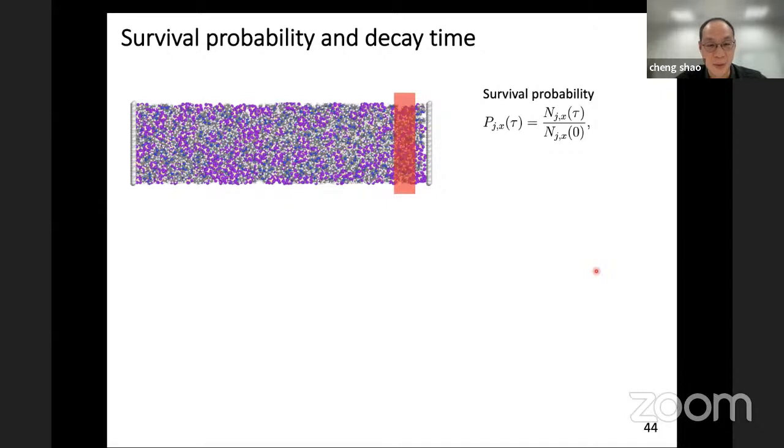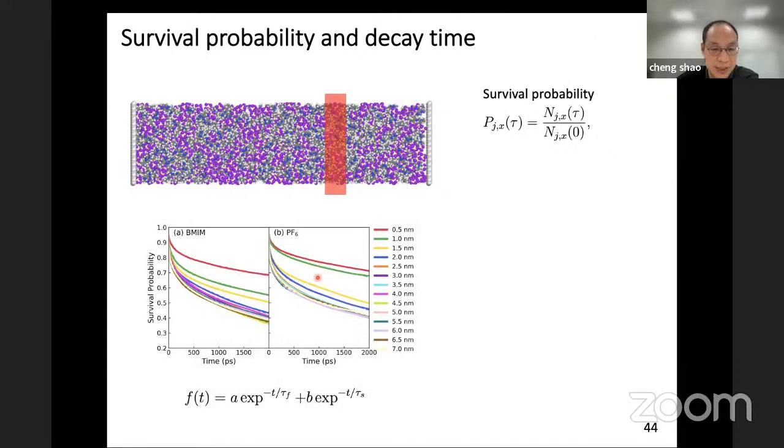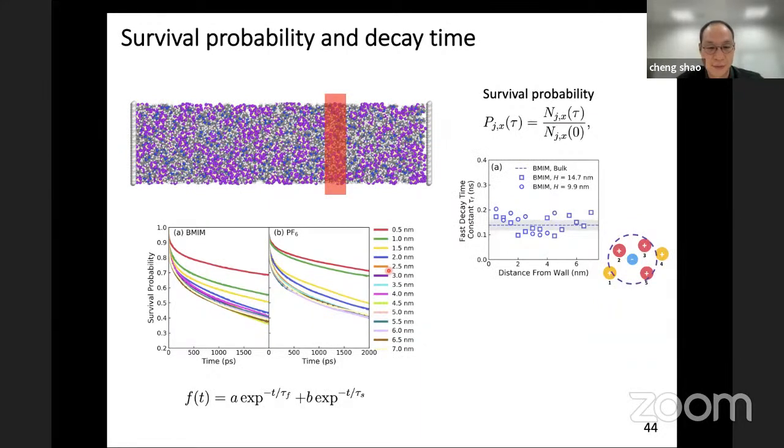After that, we study the dynamical transport properties. The first property we study is the survival probability of the ions at different locations away from the graphene wall. Basically, we select virtual regions and track how many atoms can survive in this region with respect to time. After that, we can get the survival probability with respect to time for the cations and anions. One interesting finding is that the decay curve cannot be fit by a single exponential function, but instead follows a double exponential decay function, which means that there are two time scales that determine the dynamics of ions in confinement.